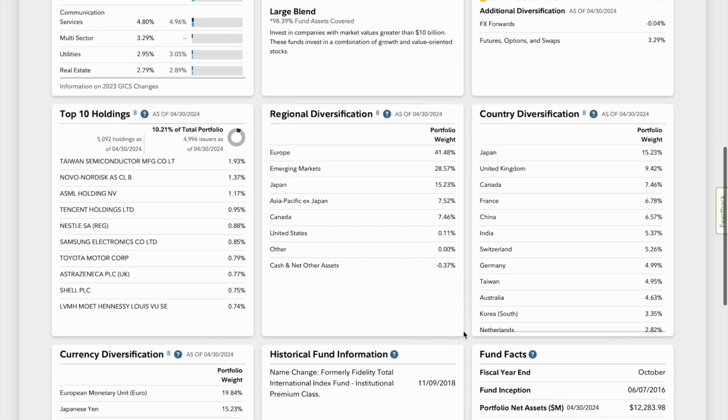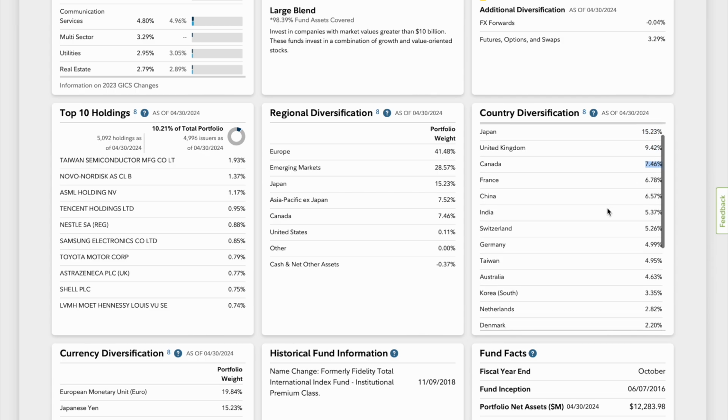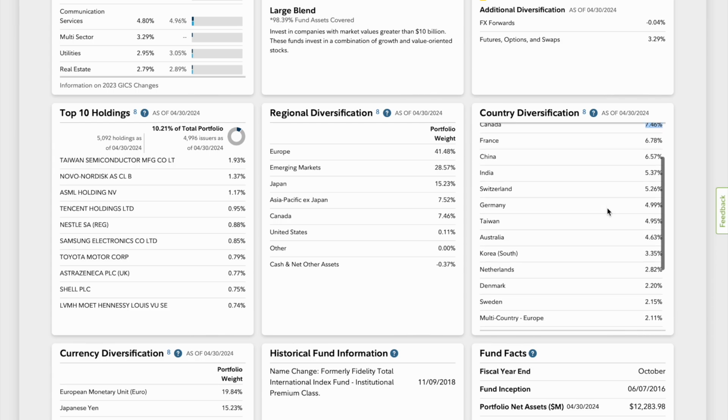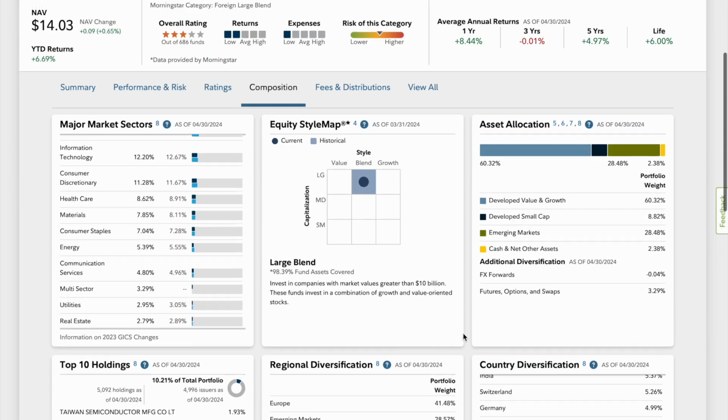When you look at the regional diversification, we're not too much in one country. Europe is 41%, emerging markets is 28%, Japan is 15%. So when we look at the country diversification, you can see here it goes by portfolio weight. So Japan is still heavier at 15%, United Kingdom 9%, Canada 7%, France at 6%, China at 6.57%, India at 5.37%, and the list goes on there. So that's what I'm looking at when I'm looking for the diversification here.